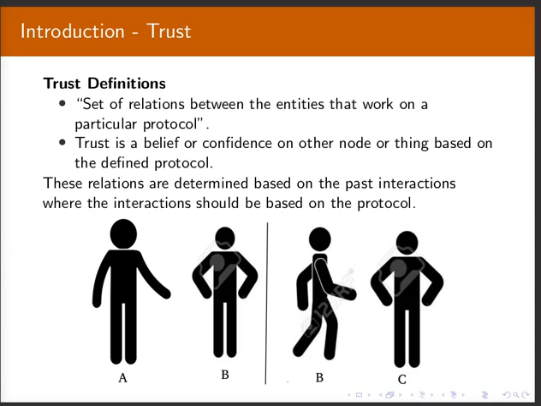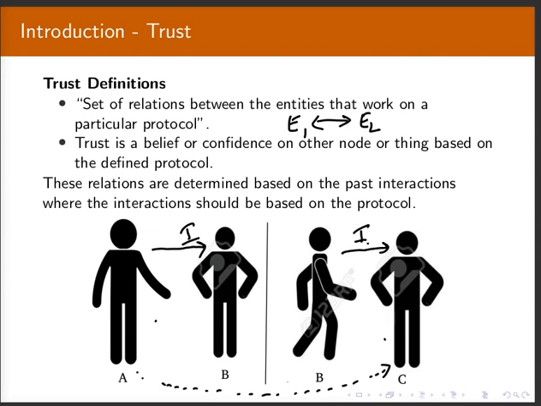So before going to the trust models, first I will explain what trust is. Trust is a set of relations between two entities. For example, E1, E2 are two entities. The relationship between these two gives the trust value, and it is a belief or a confidence. It has some value, and based on the value, the belief or confidence will appear on the other node or thing. How this will happen is, if you have three persons, A, B, C. A wants to pass some information to C, but A doesn't have direct access to C. So he shares the information with B, and B has to forward that information to C.